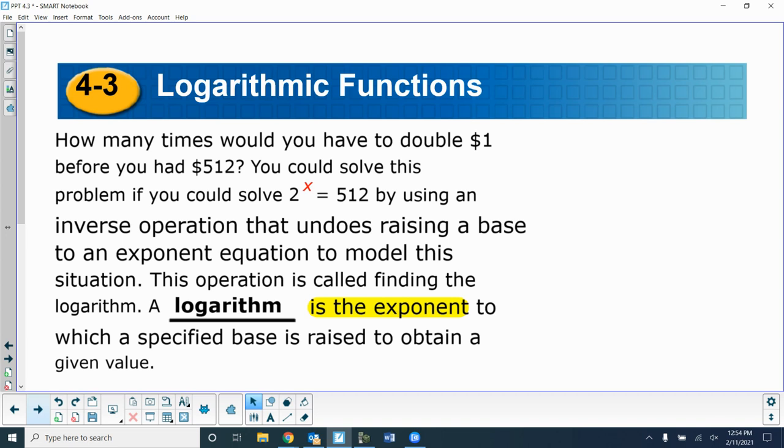This operation of undoing raising to a power is called a logarithm, or finding the logarithm. So what we're looking for, the logarithm, is the exponent. Okay? So when I say the logarithm of something is 3, that means its exponent is 3. The logarithm of something is 2, that means its exponent is 2, with whatever base we're talking about. Okay? So this is what you really need to learn today.